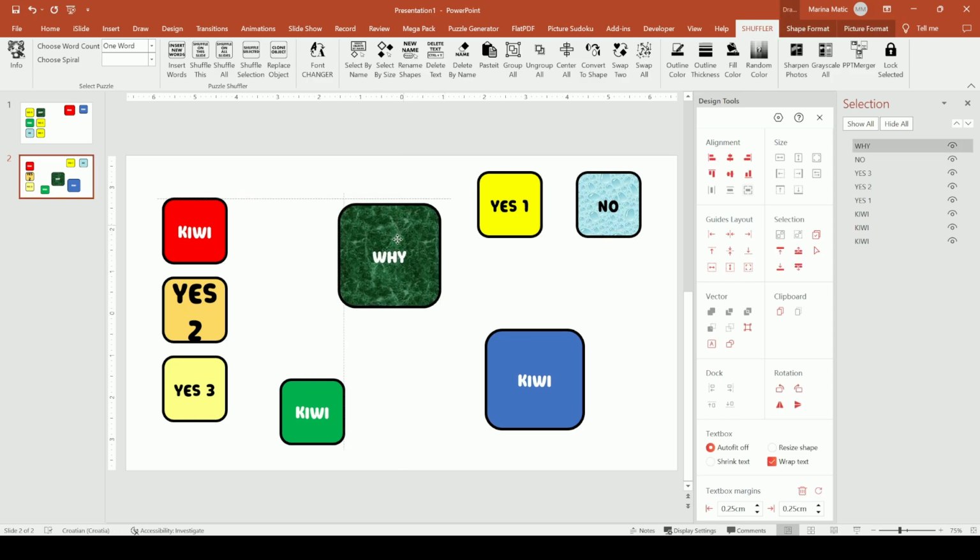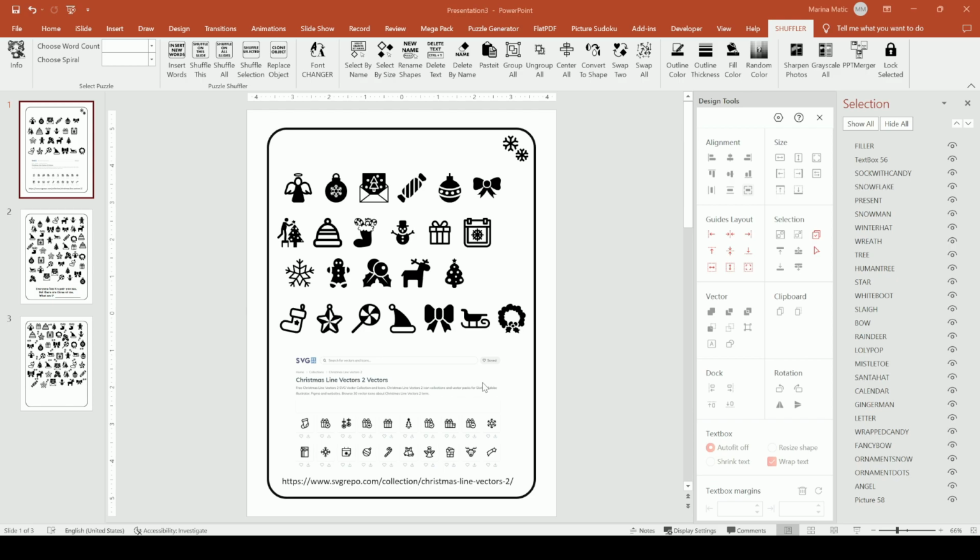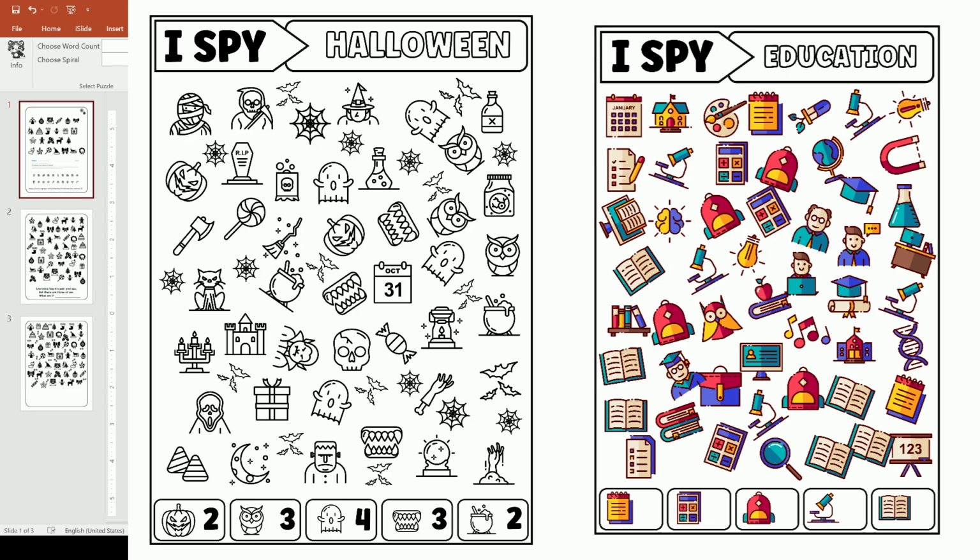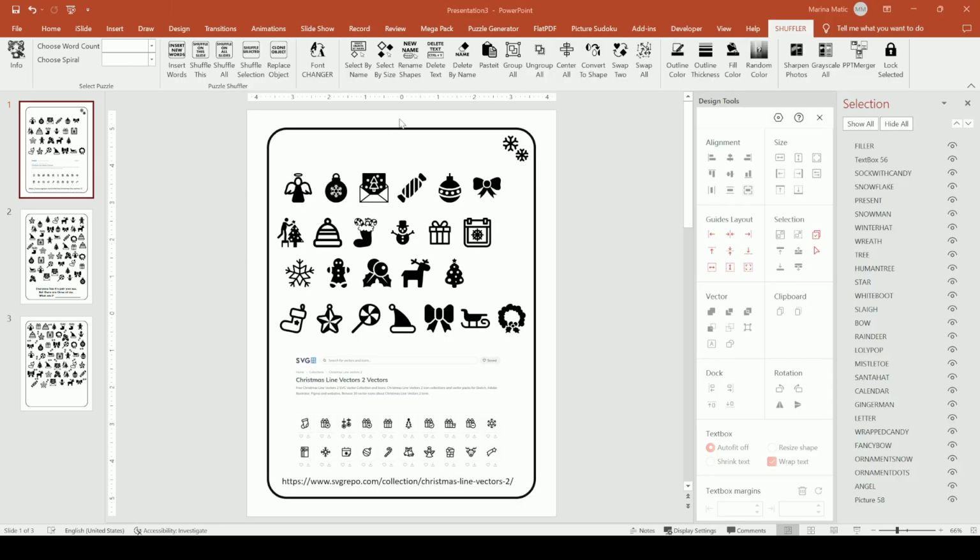Now, what is the main usage of this button, and of course these buttons as well? About a month or two ago, somebody in my Facebook group asked me how I created my iSpy printables that I'm selling on Creative Fabrica. I used a macro until a couple of weeks ago for shuffling the objects on the slide, but now of course I have this shuffler conveniently on top of my menu.